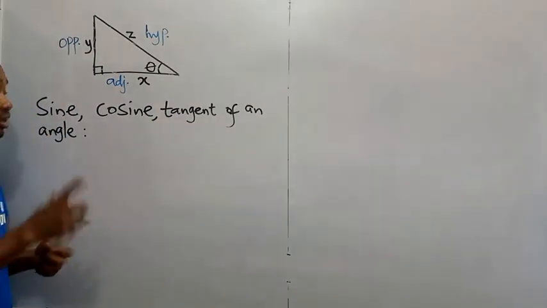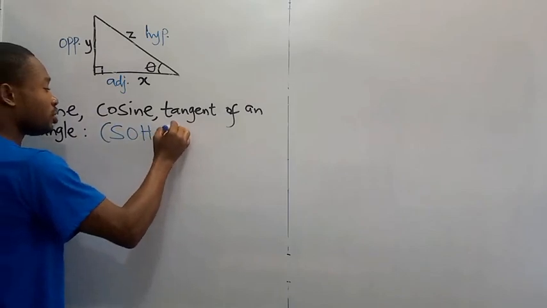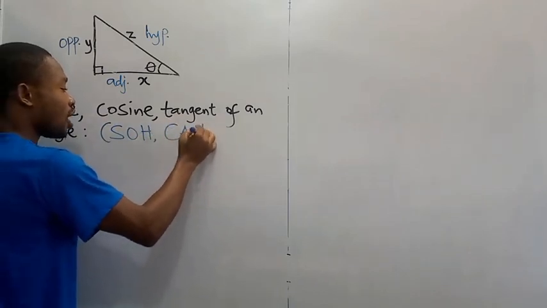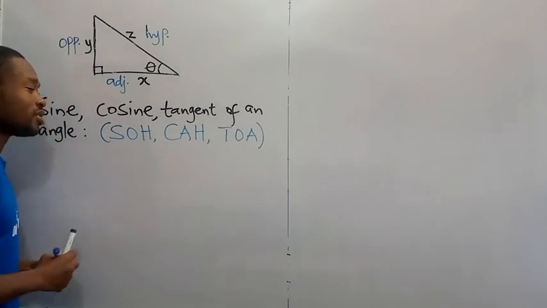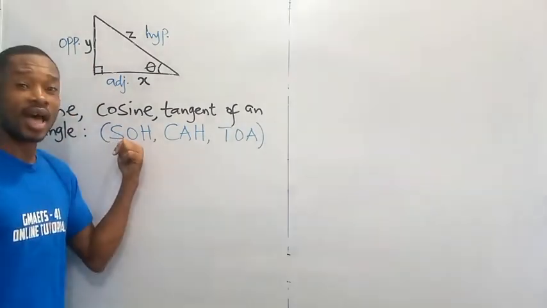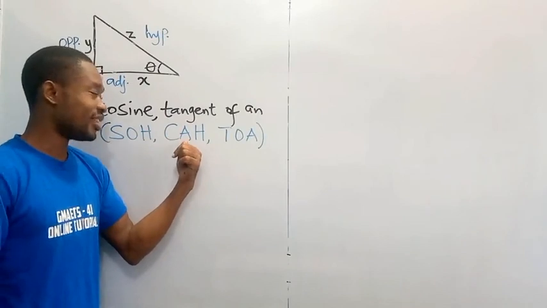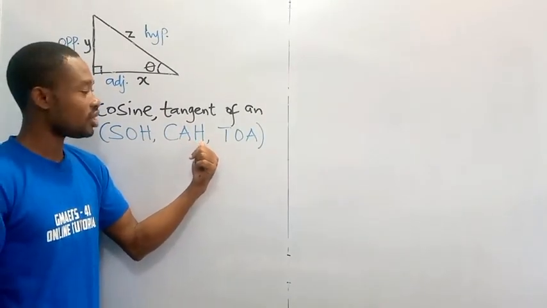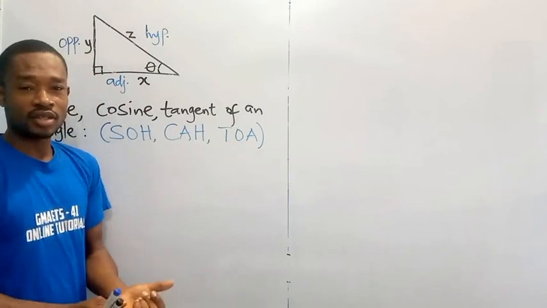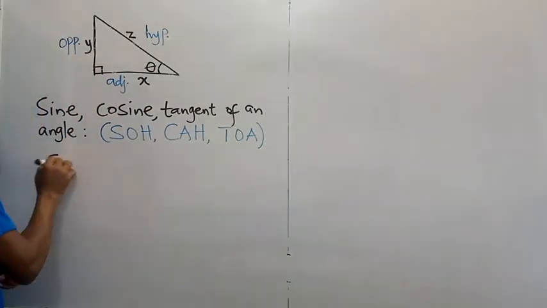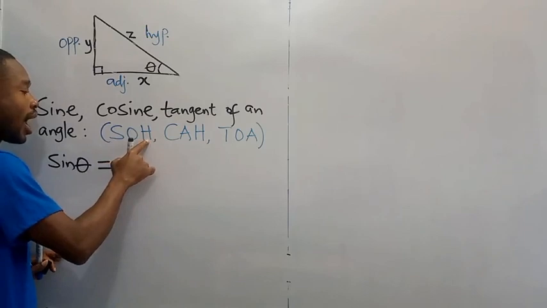The first we are going to look at is sine. But before I do that, this is one concept in the study of basic trigonometry that we usually remind ourselves of: SOH CAH TOA. What is the meaning of this? S is sine, O is opposite, H is hypotenuse. C is cosine, A is adjacent, H still maintains hypotenuse. T is tangent, O maintains opposite, A adjacent. So if I want to obtain the value of sine theta, sine of an angle, it's simply going to be opposite over hypotenuse.